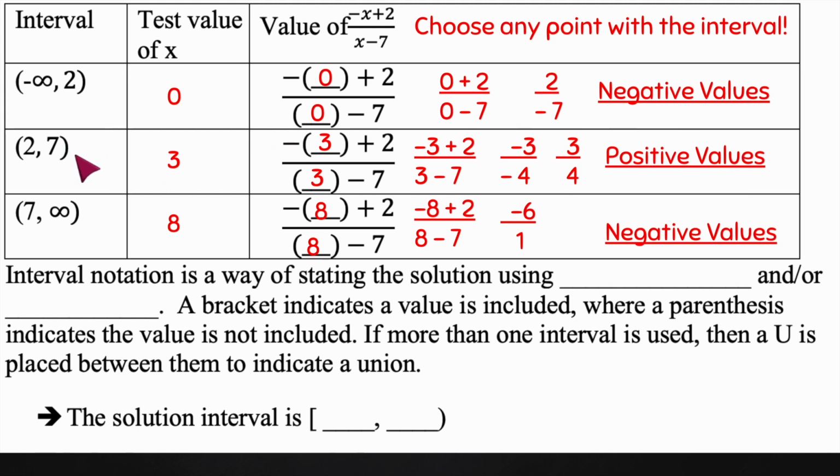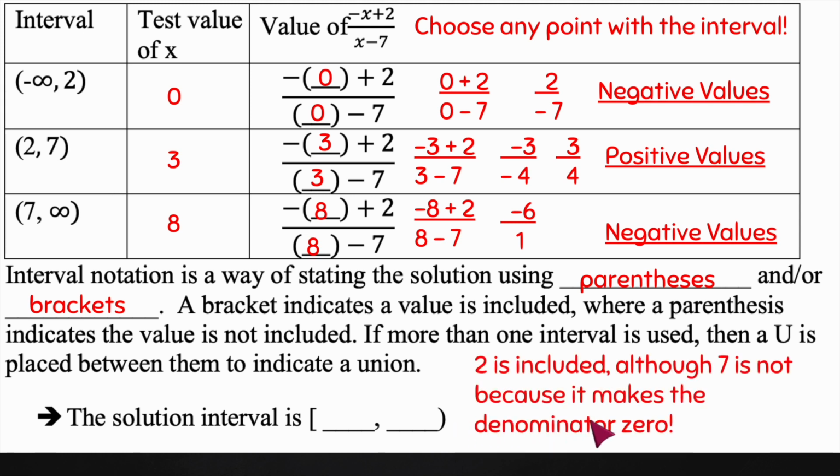They did also ask us to put this in interval notation. So this is a way of stating the solution using parentheses and or brackets. Okay, so a bracket indicates a value is included, where a parenthesis indicates the value is not included. So if more than one interval is used, then you use this U shape. It doesn't look quite like a U, it doesn't have the little lines on it, but it's a U to be placed in between them, and it indicates a union. So if you had more than one interval that worked, you would use the brackets and the parentheses, but you'd also have a U with another piece in here.